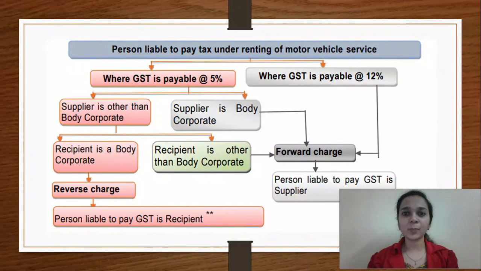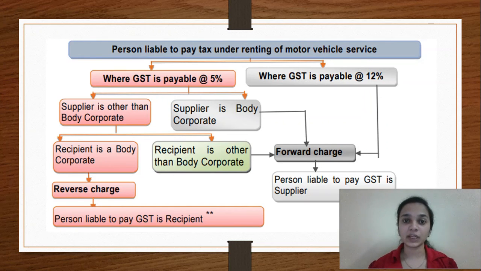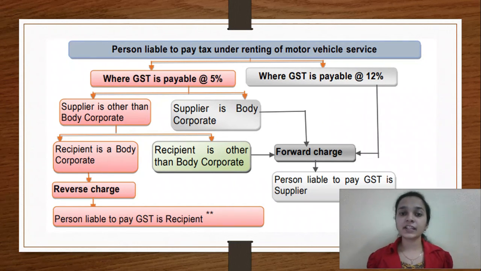Let's have a quick recap of the renting of motor vehicle service which we were talking about. So here let's divide it into two categories: when GST is payable at the rate of 5% and when it is payable at the rate of 12%. The recipient here is a body corporate, and this is when reverse charge will be applicable. So dividing it into two categories, 5% and 12%. If the supplier is a person other than a body corporate and the recipient is a body corporate, then in that situation reverse charge will be applicable, and the person who will pay GST will be the recipient.